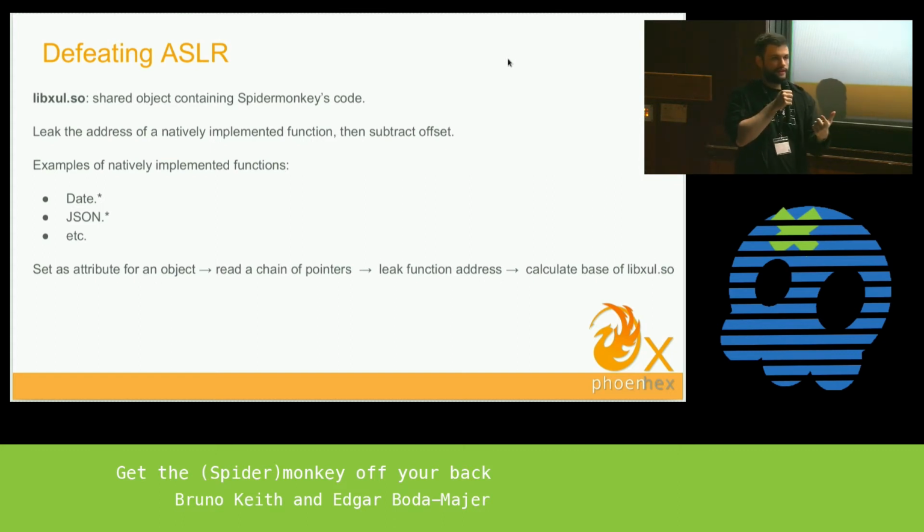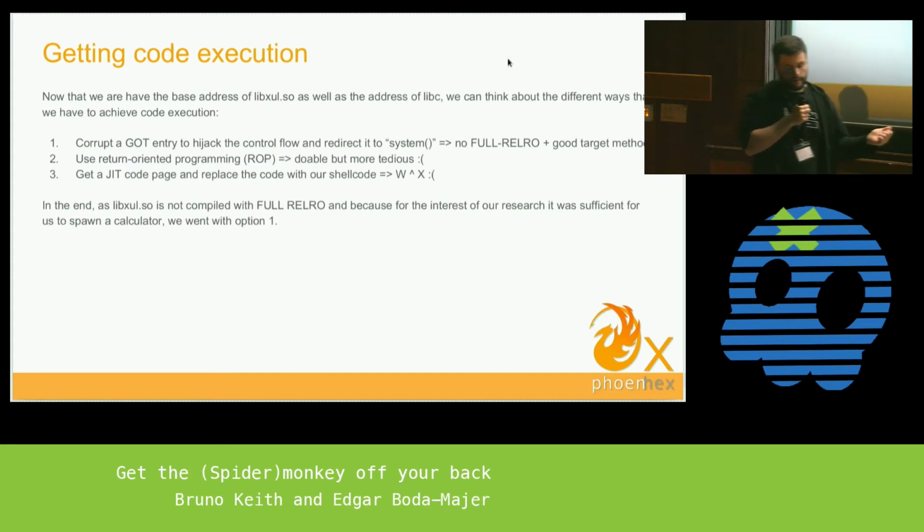So the pointer that you will find inside the object itself is a pointer inside the shared object, libxul, which contains the SpiderMonkey code. Just by setting a native function as a property of an object and reading a small chain of pointers, we end up with an address inside the shared object. And from that, ASLR only randomizes the base address at which the shared object is loaded, so we can just choose an offset to know where the object is located in memory. So now we have the address of libxul. We won't go into too much detail, but from that we can leak libc by reading the GOT. We can leak the stack by reading the environment variable from libc. We pretty much can leak the base address of anything we want.